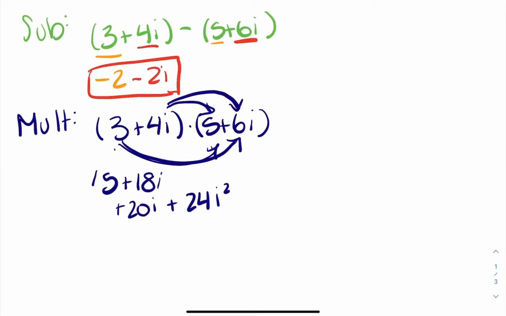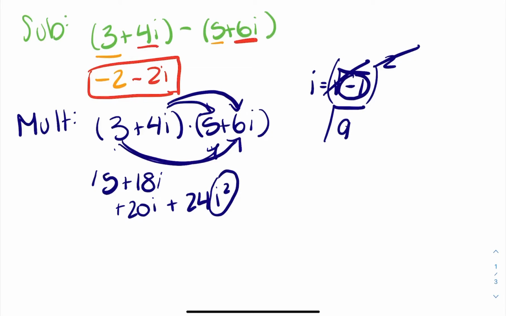24i squared. So this i squared, if we remember earlier in the lesson, I said i equals the square root of -1. When you add a square onto a square root, it cancels it out. So in this case, it would just leave the i. In another example, if you take the square root of 9, that equals 3, but if you square that, it would equal 9 again. So it just cancels out. So in this case, i squared just equals -1. So it'd be 24 times -1.